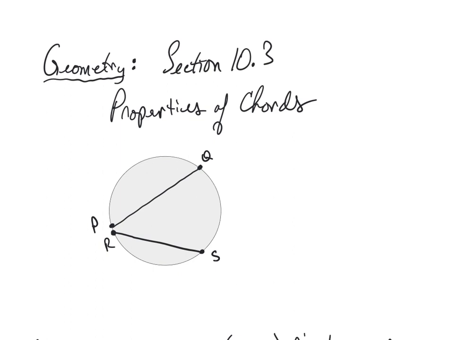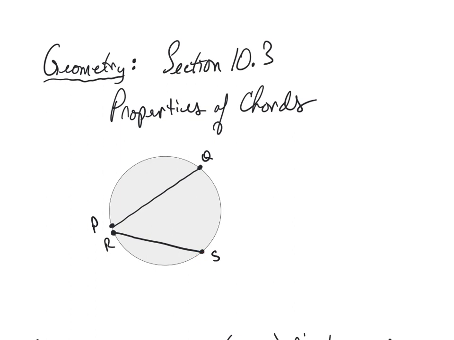So just a reminder, a chord is a line segment that goes from circle to circle, meaning a point on a circle like P to another point on the circle like Q, but does not pass through the center of the circle. So the line segment from P to Q would be considered a chord. Also, I just sketched another one on the same circle here. The line segment from R to S is also considered a chord. It goes from circle to circle without passing through the center.